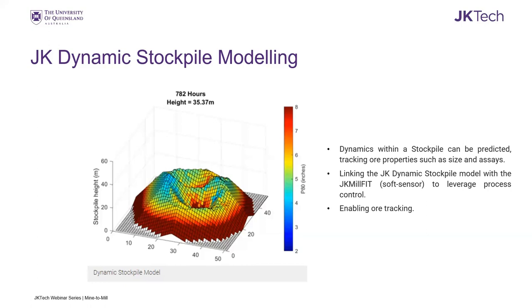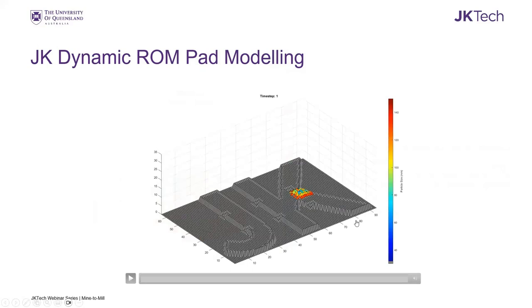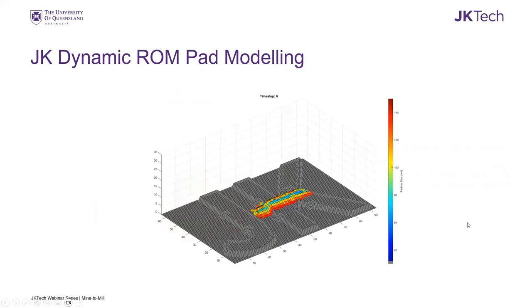An important application of the model is for tracking geometallurgical data from the mine through the mill feed, where it can be used to optimize the plant process control. So each color here, and you can see the color in this scale here, is referring to particle size, P80 size, but also can be associated to head grade. So this is an application of the JK dynamic model on a ROM pad, for example, and this is a video, so you can actually visualize this a lot better.